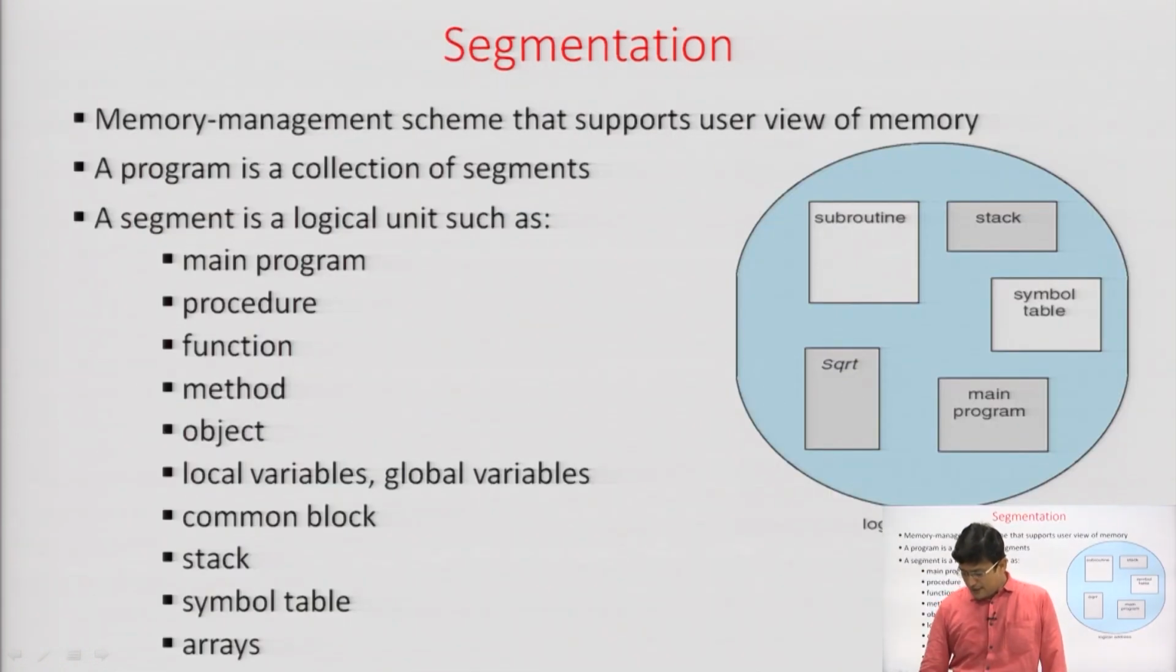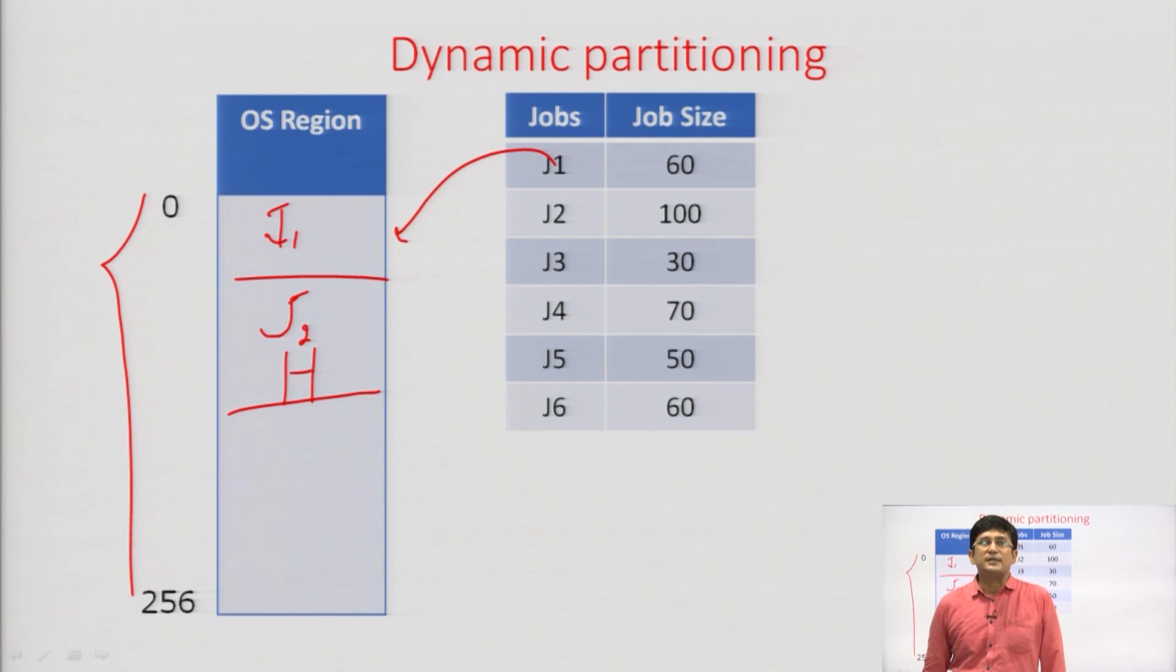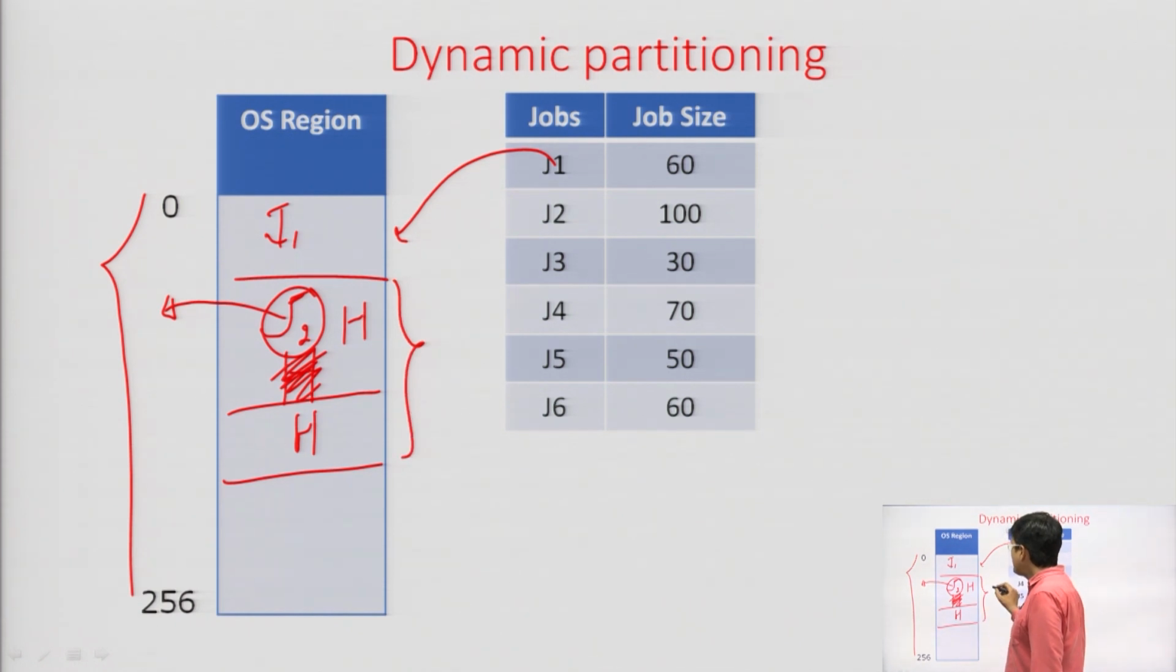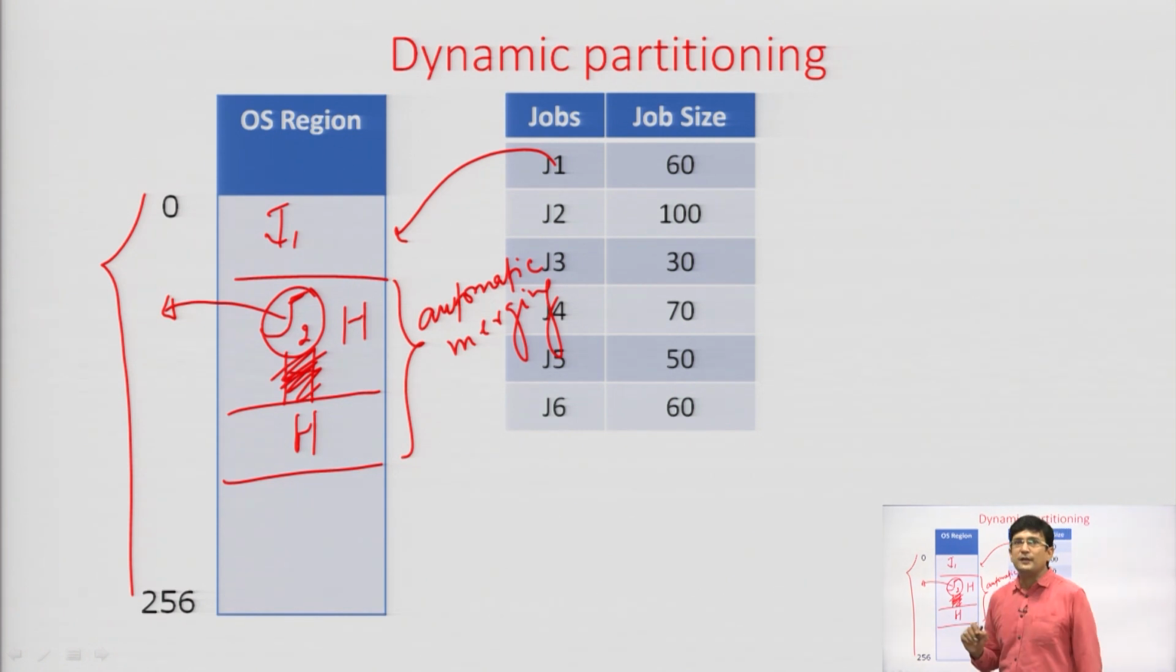It was also seen that since dynamic partitioning is allowed, the processes can exit at any point of time. Let us say the J2 process completes and there is a hole just below this. So, when the J2 process exits, another hole is created. These two holes which are adjacent to each other get automatically merged. So, automatic merging of the holes is allowed here in dynamic partitioning.